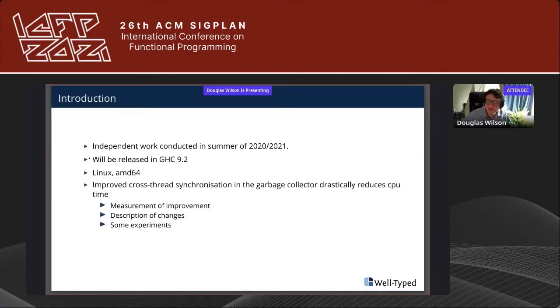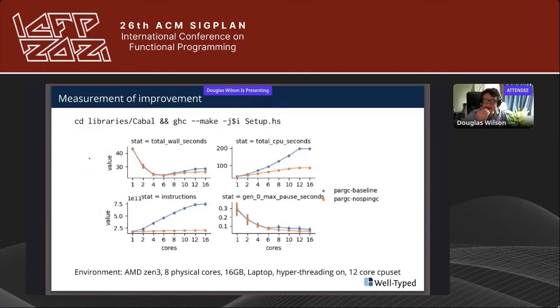So what we're doing is changing the way the cross-thread synchronization works, and in particular it reduces the CPU times for Haskell programs. I'm going to show some measurements of the improvements, then talk about just what changed and some other experiments. So this is a chart of building the Cabal library with GHC.